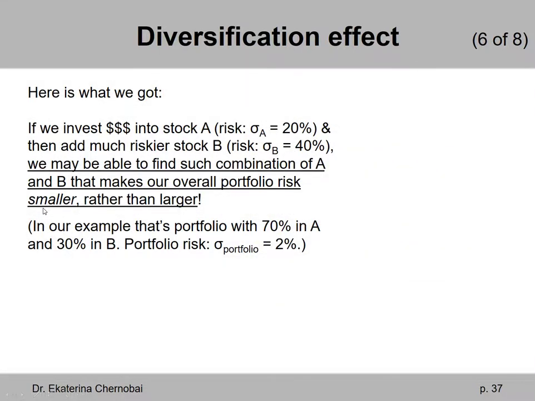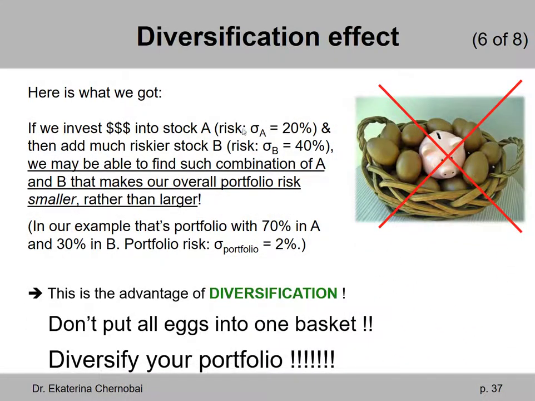So again, the conclusion is, don't buy just stock A. Your riskiness will be very high. Fluctuations, 20% standard deviation. Don't just buy stock B. It's even higher risk. But buy a combination of two risky stocks, because overall, for your portfolio of A and B, the fluctuations in the returns may be much smaller if you find a wise portfolio. So this is again the advantage of diversifying your investment. Don't put all eggs into one basket.